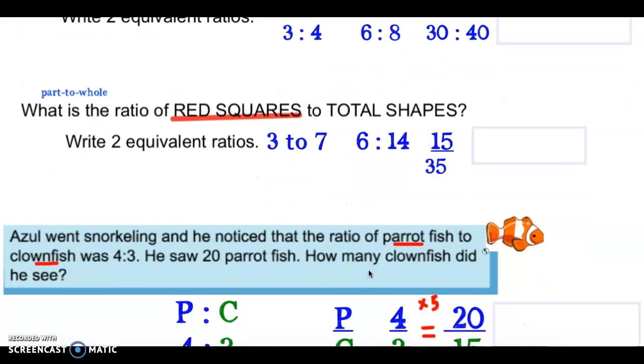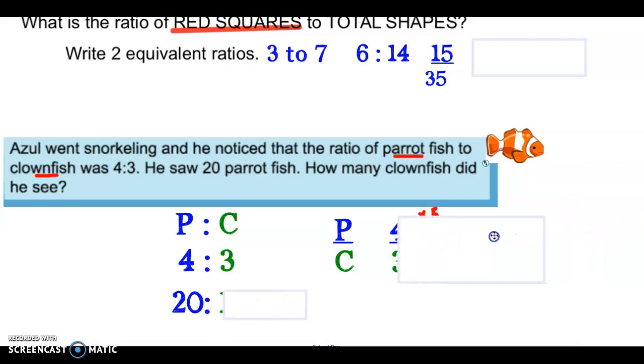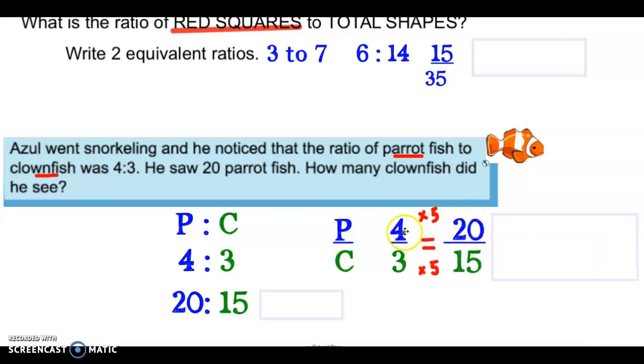Here's a word problem that uses ratios. So this one says, Azul went snorkeling and he noticed the ratio of parrotfish to clownfish was 4 to 3, and he saw 20 parrotfish. So here's parrotfish to clownfish, 4 to 3. He saw 20 parrotfish, so I put the 20 below the P. We want to know how many clownfish he saw. Well, you might notice that 4 times 5 is 20, and 3 times 5 is 15. You could also write it this way. Parrot to clown is 4 to 3, and we know we have 20 parrotfish. That goes on top, and 4 times 5 is 20, and 3 times 5 is 15, so 15 clownfish.